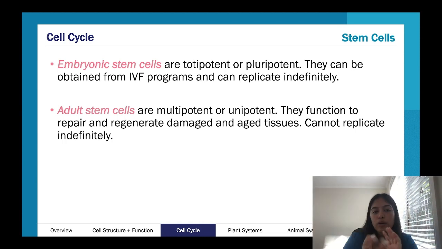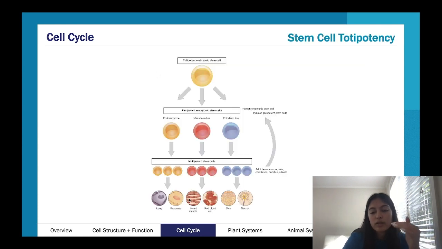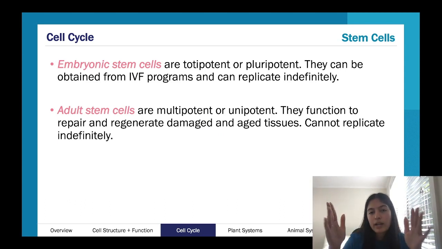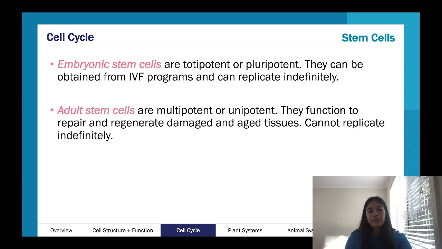If you were to get an adult stem cell, they are multipotent or unipotent. Thinking a little bit down the line, you're a little bit more specialized, yeah? You can use these stem cells to repair damaged tissue and so on. However, these cells cannot replicate indefinitely. They still have a finite time because they are from an adult stem cell. That is the basic gist of it.